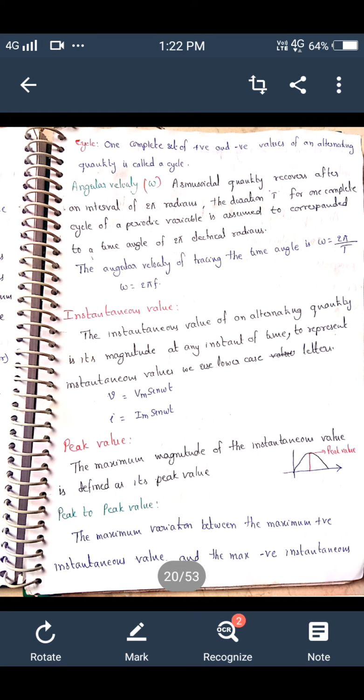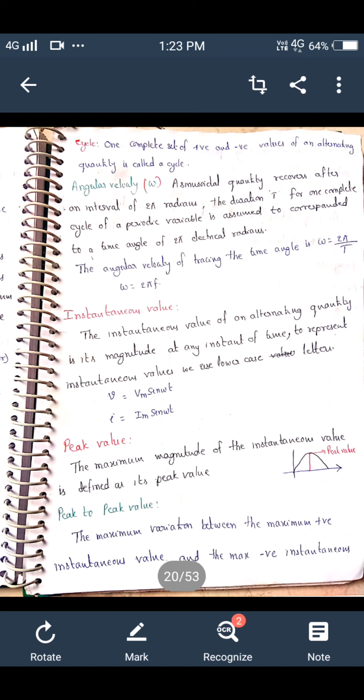Angular velocity. You know the definition of velocity. Velocity is nothing but distance by time. Here, angular velocity is angular distance by time. How much angular distance does it travel per cycle? 2 pi radians, so 2 pi by T. 1 by T is nothing but frequency. If you replace 1 by T, you get angular velocity equal to 2 pi f, which is denoted by the letter omega. Frequency units are cycles per second, so angular velocity units are radians per second.